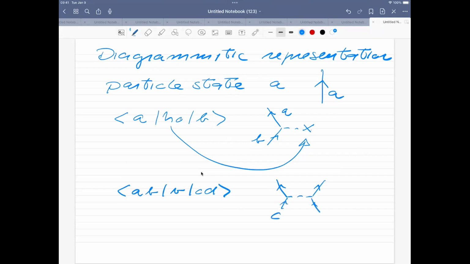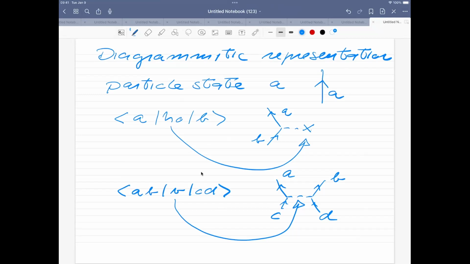So this would be C. So of the incoming state, we have the 1 to the left, which stands in the diagram to the left, and then D to the right, and similarly with A and B here. And this dotted line represents now the interaction, or just the two-body operator.